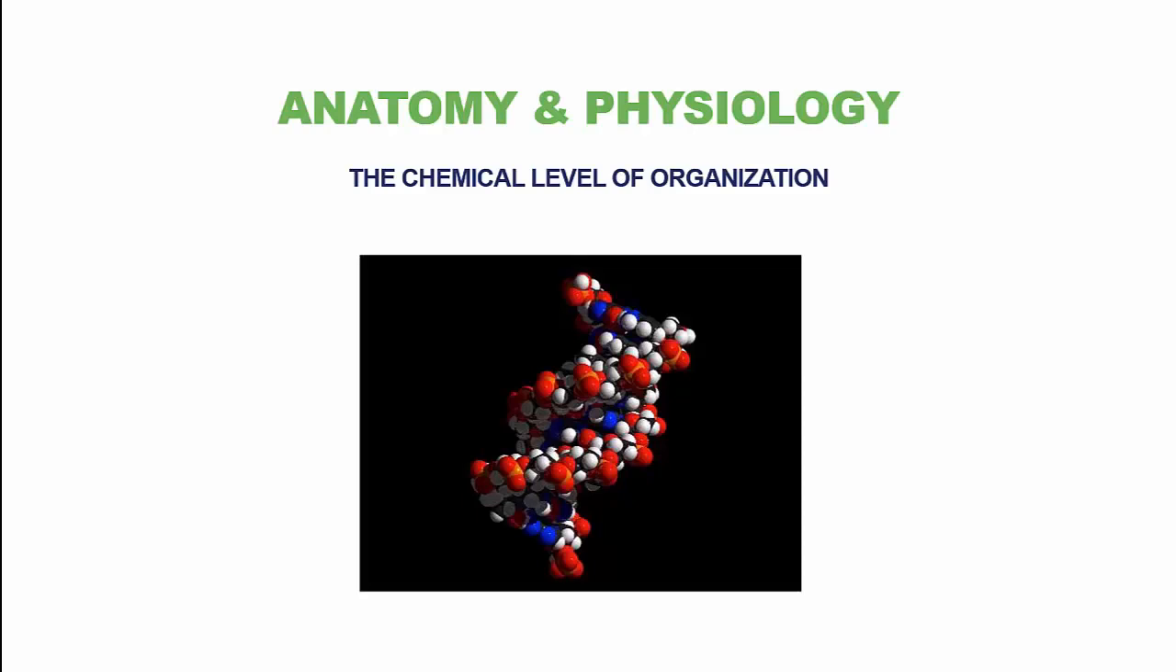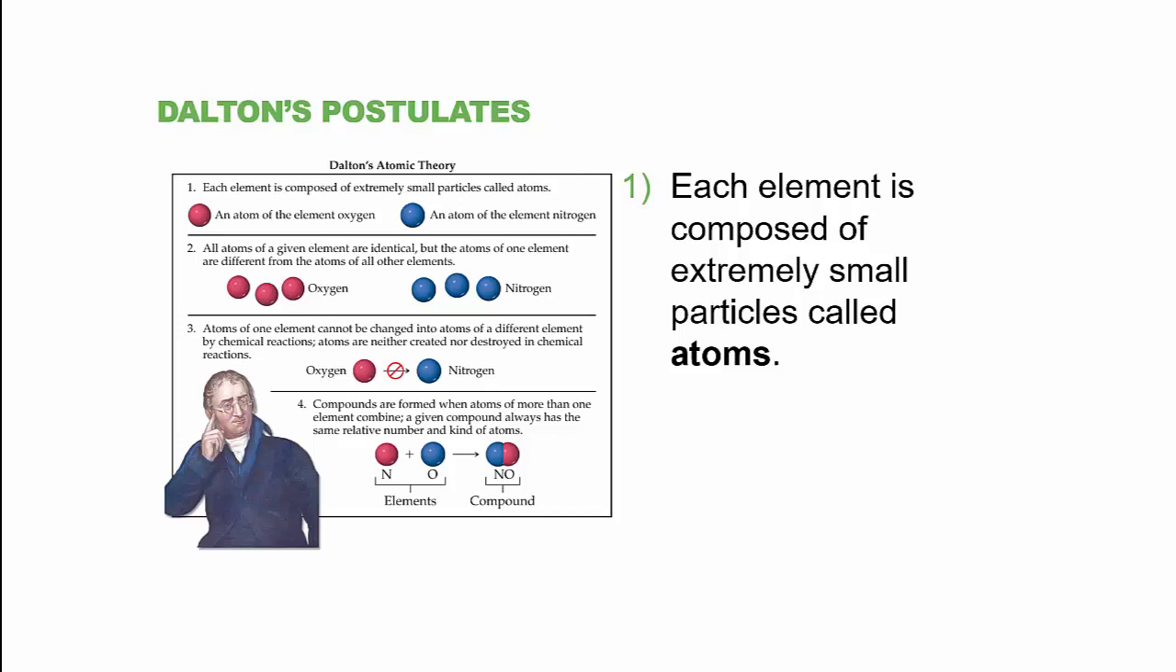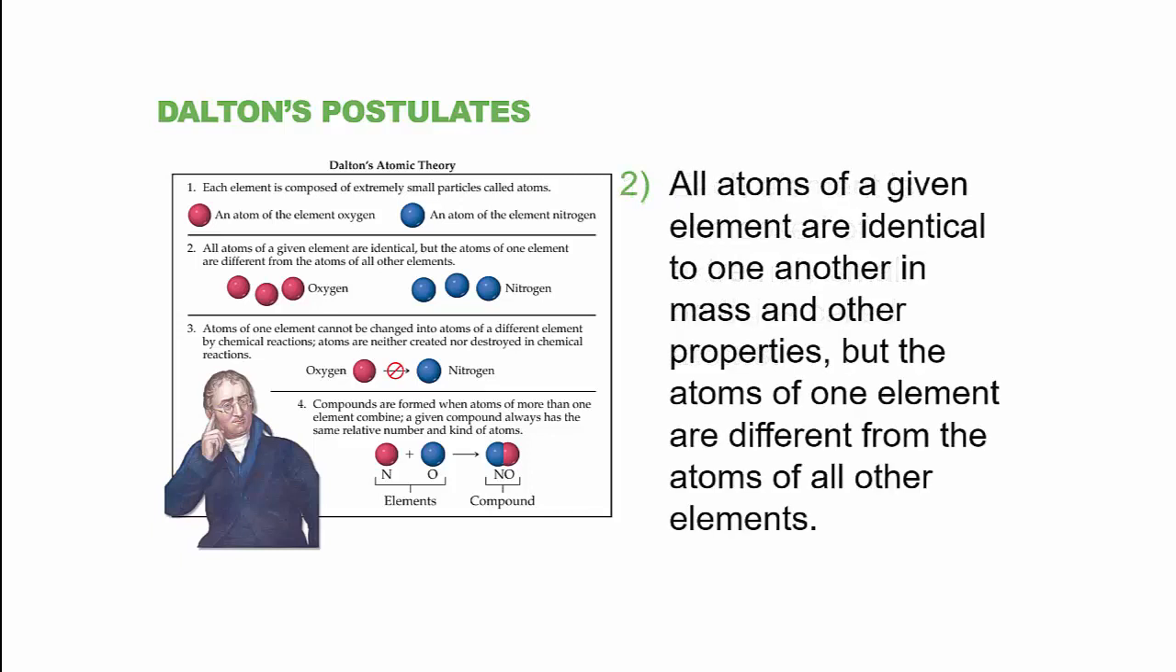In this lecture, we're going to look at the chemical level of organization. Now, Dalton's postulate states that each element is composed of extremely small particles called atoms. All atoms of a given element are identical to one another in mass and other properties, but the atoms of one element are different from the atoms of all other elements.